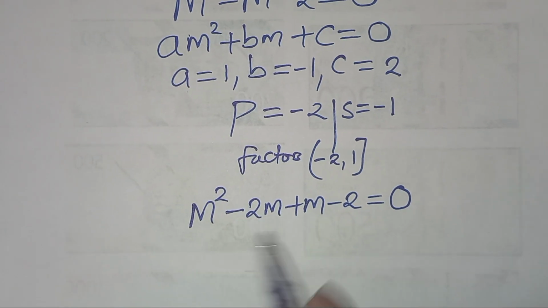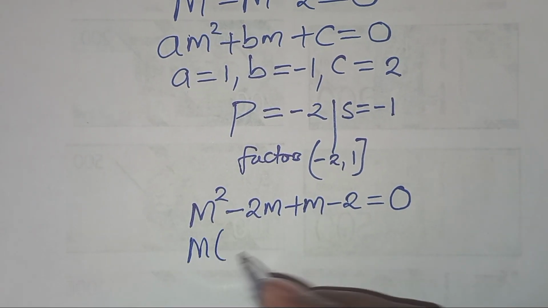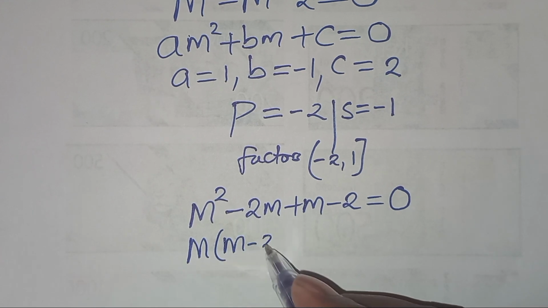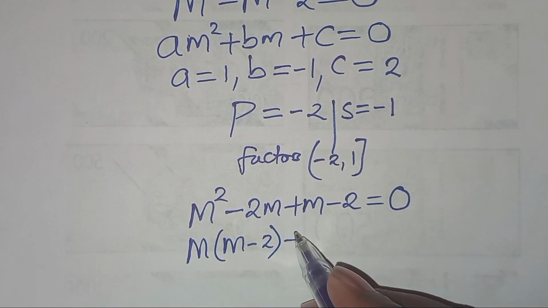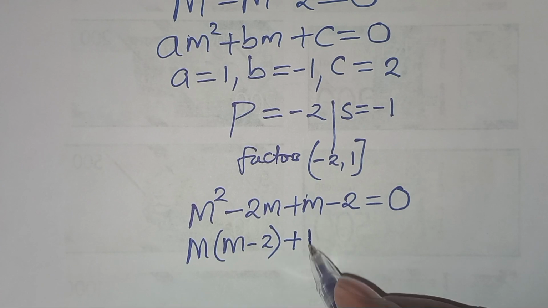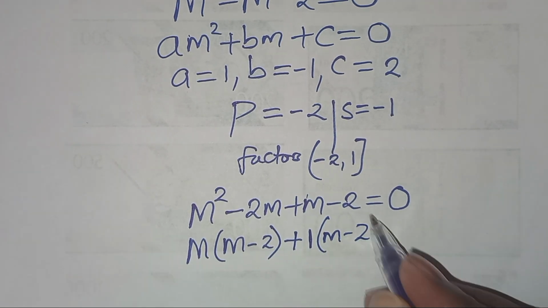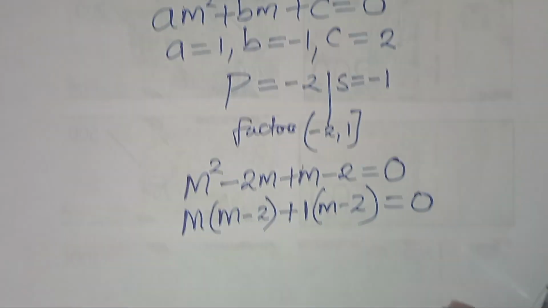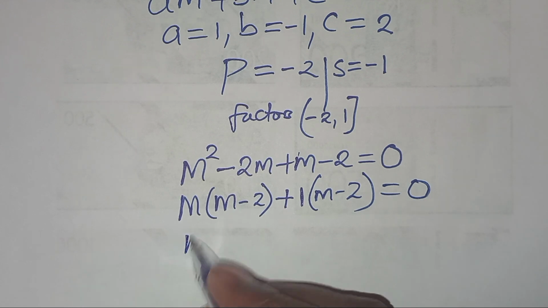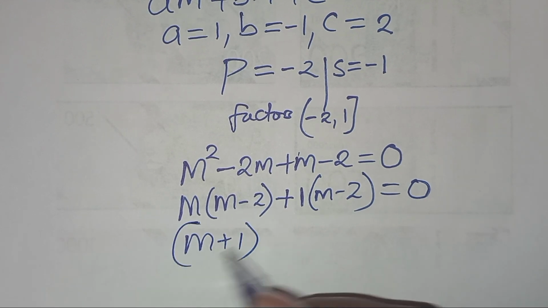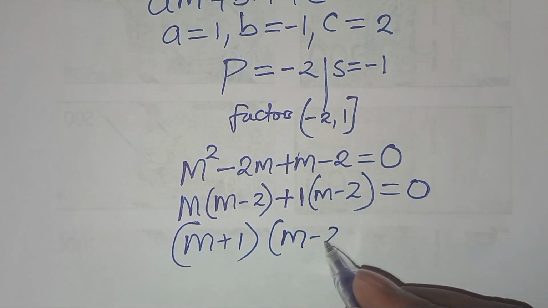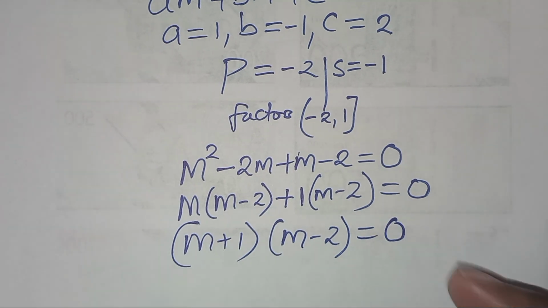So here we can factor out m so that we'll have m, then here m minus 2. Now here plus, 1 is common here, so it's 1 times m minus 2. This is equal to 0. So essentially here we'll have m plus 1 and we'll have m minus 2. This is equal to 0.